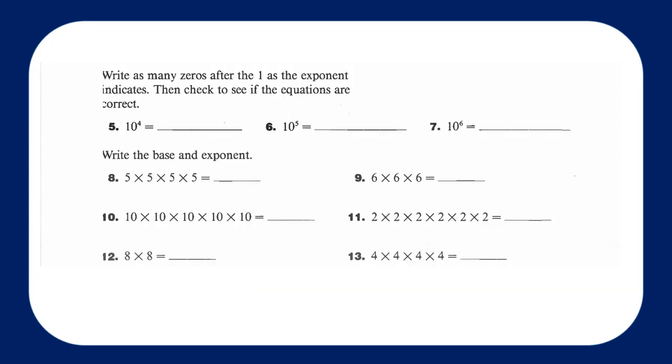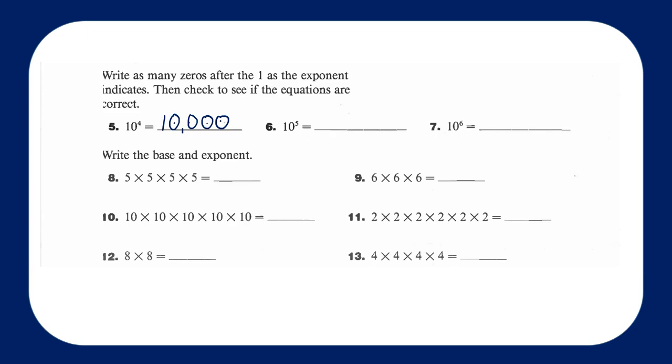Write as many zeros after the 1 as the exponent indicates. Then check to see if the equations are correct. This only works for powers of 10. 10 to the 4th power is 10,000, because it has 1, 2, 3, 4 zeros.